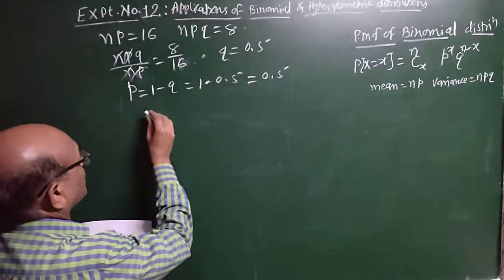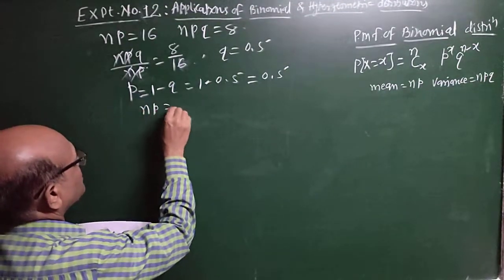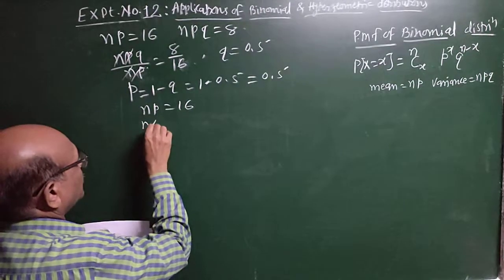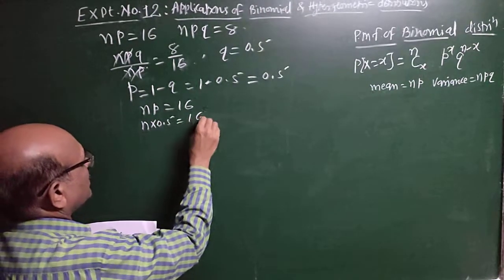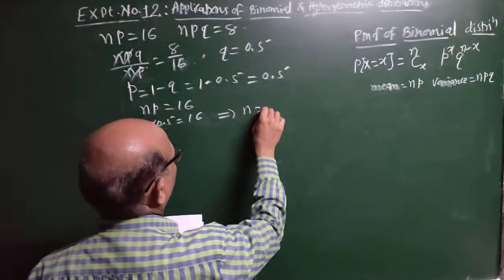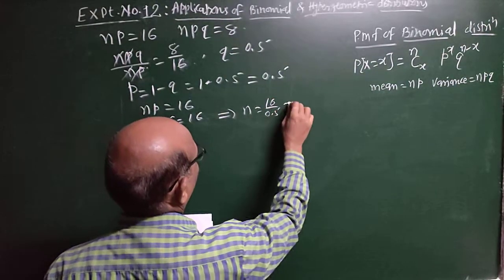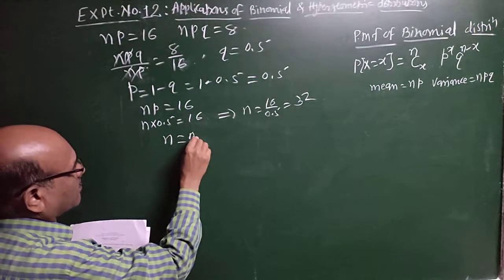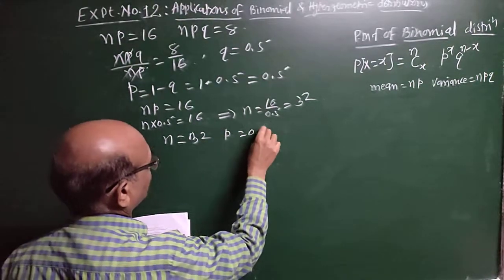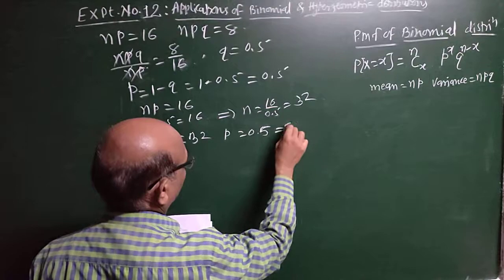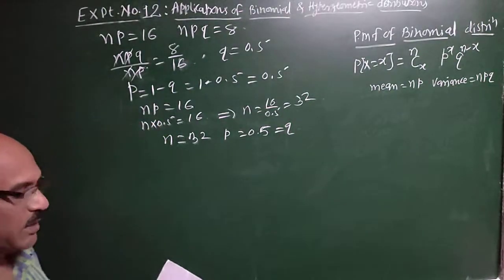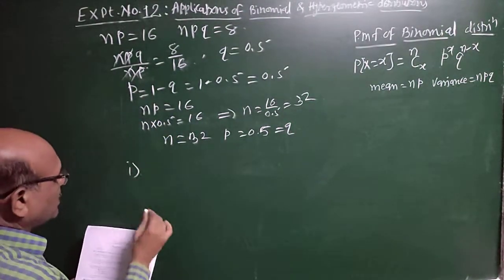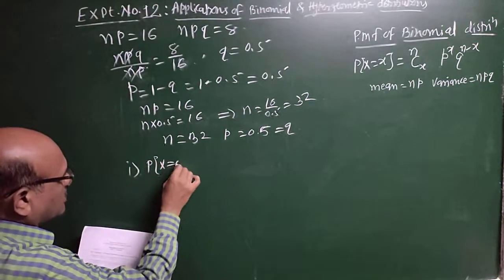Again, you require n also. So np is 16, therefore 0.5 into n is 16, and this implies n equal to 16 by 0.5, so that will be 32. So you are getting n equal to 32, p equal to 0.5, and q equal to 0.5 again. Now what is your first problem? First part, probability x equal to 0.